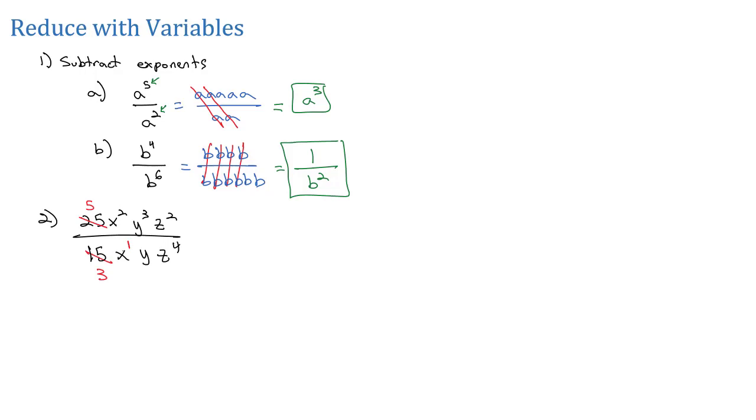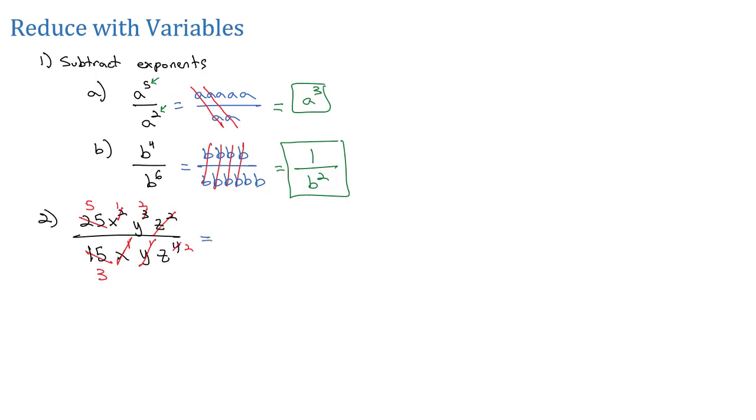So we're going to be left with 1x in the numerator, because that's where most of them were. With the y's, most of the y's are in the numerator. So when we do 3 minus 1, the y divides out. 3 minus 1 is 2. We're left with y squared. With the z's, 4 minus 2 is 2, but notice the extra z's are in the denominator.